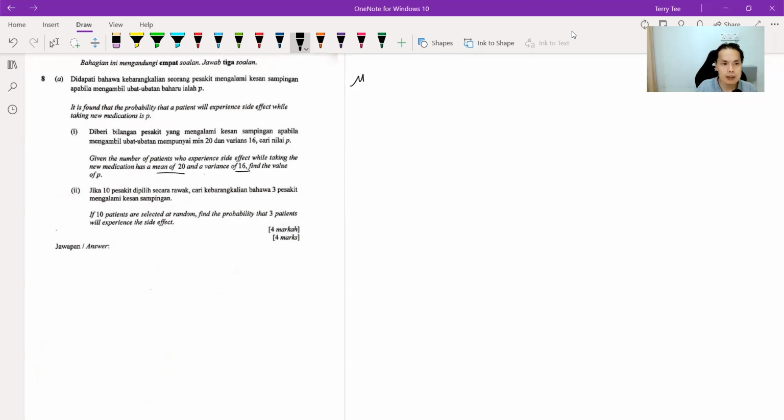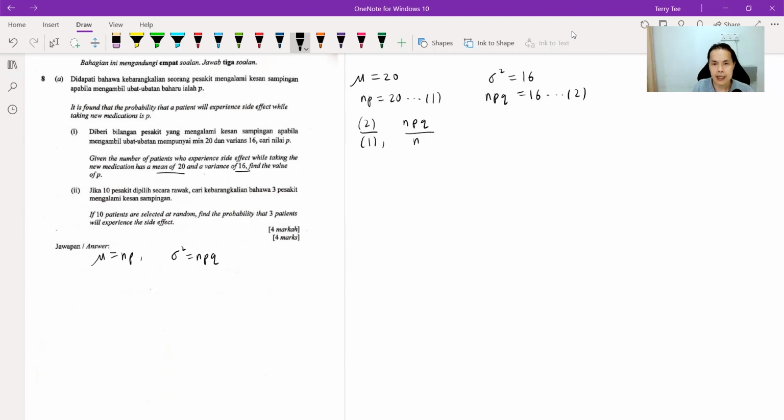So we know your mean is 20 and your variance is 16. We know that the mean is given by NP, so this is equation number 1. The variance is NPQ, which is 16, equation number 2. Now, let's take equation 2 divided by equation 1. So NPQ divided by NP is now 16 over 20. We can cancel NP and NP, right? I got my Q. 16 over 20 is 4 over 5. So I've got my Q.